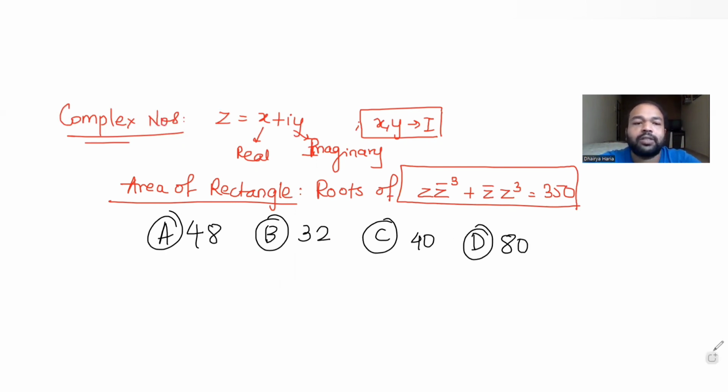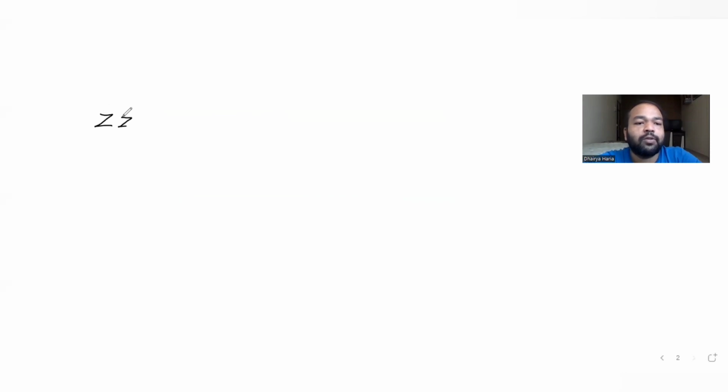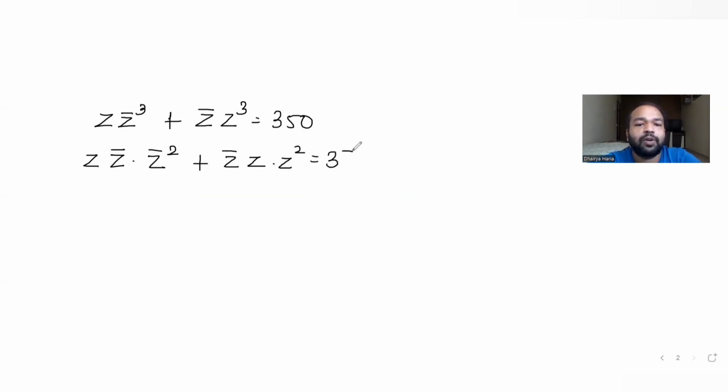Now let's try to solve this. We already know z into z's conjugate, we have the cube for that. In the second part, we have z conjugate and z with the cube. The sum of them is given to us as 350. Now what I can do here is write this as z into conjugate of z into conjugate of z square plus conjugate of z into z square, that is equal to 3. I can take z and the conjugate of z as common, so I'm left with conjugate of z square plus z square is equal to 3.